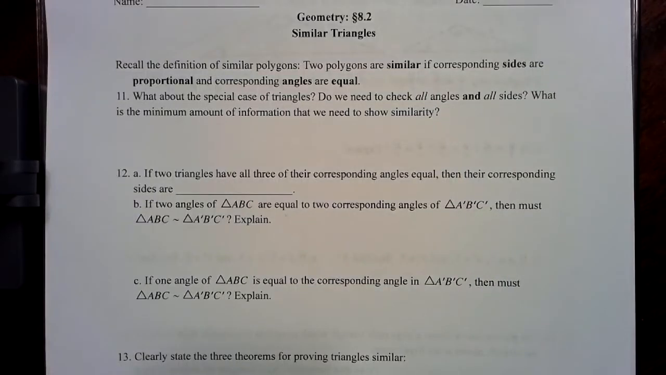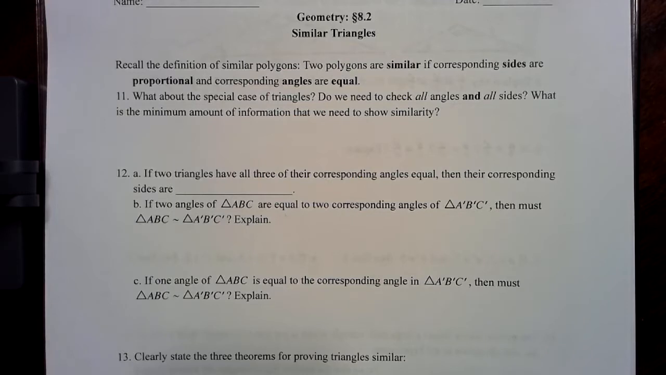Welcome to lesson 8.2, similar triangles. So if you'll recall from 8.1, two polygons are similar if corresponding sides are proportional and corresponding angles are equal, which means that in general, we need to check every single side and every single angle in two polygons to be able to determine if they are similar. However, let's talk about the special case of triangles. Do we need to check every angle and every side in a triangle?